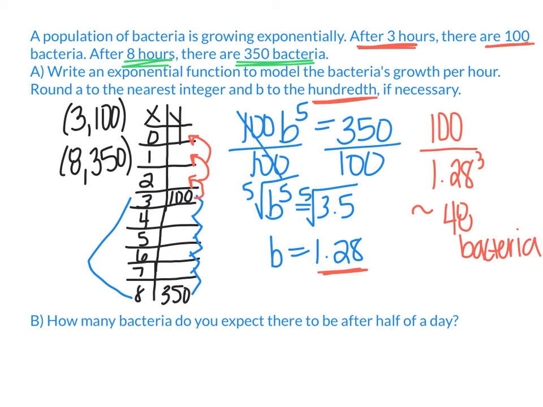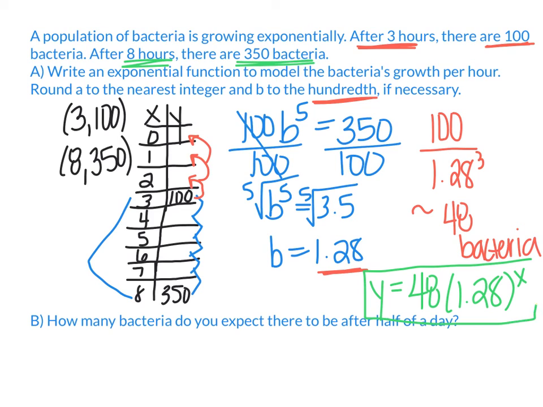So the equation to model this bacteria growth would be y equals 48, that's what we just found for A, times 1.28 to the x power. Make sure you put that x on there, because if you don't, then you've really just written me 48 times 1.28, and that's not going to model this growth over time. Okay, so we've written the equation. There is a follow-up question.